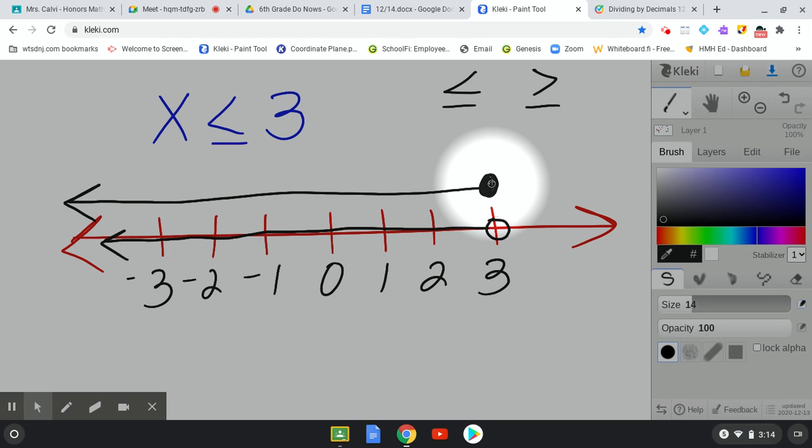So because I have a filled in circle, that means it's equal to 3 or less than. And if you notice, all of these numbers are less than 3. So you have to remember the line you're drawing is representing the x values here.